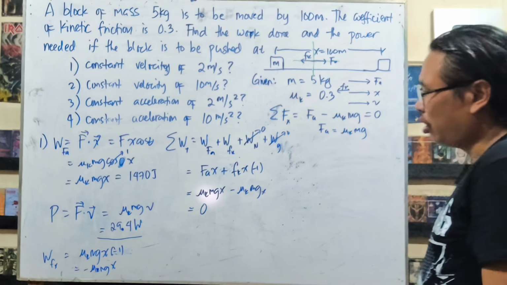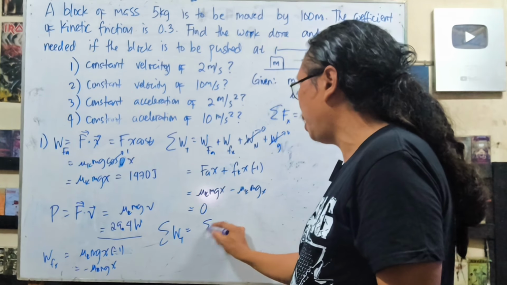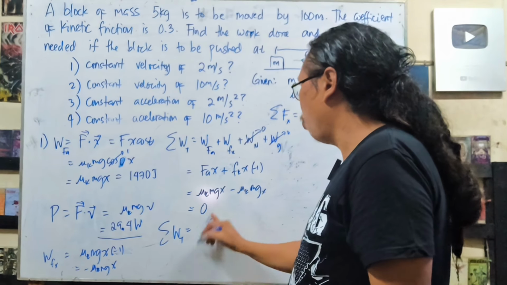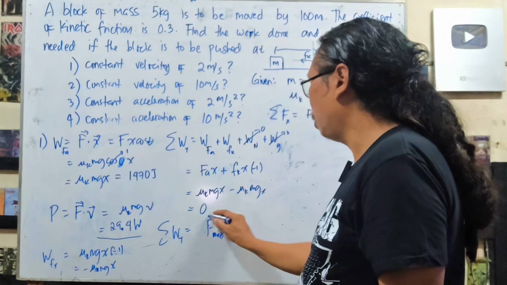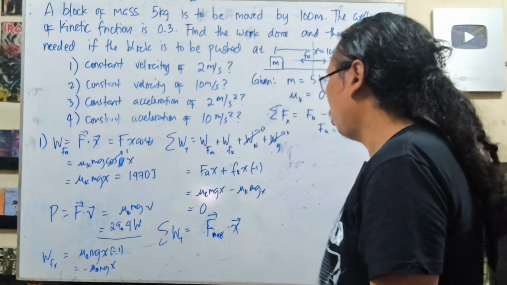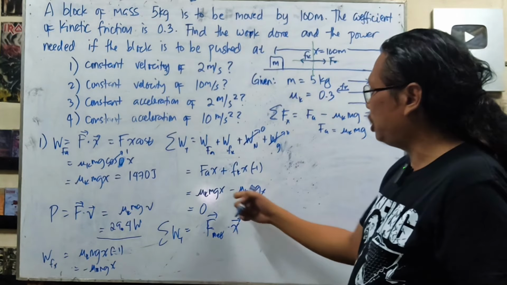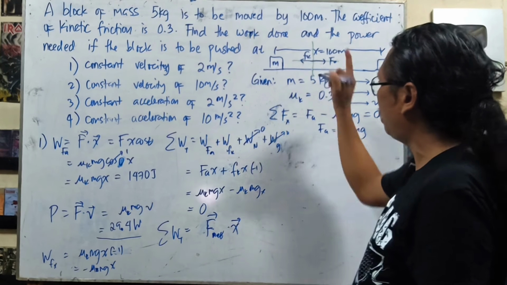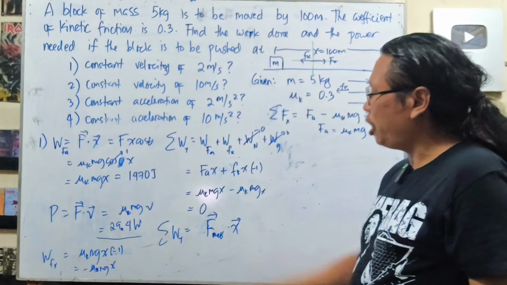So by formula, the total work done is actually the work done by the net force, which is F net, wherever net force is directed, times the direction of the displacement. And as you can see, this is 0 because our net force in this case is just 0.